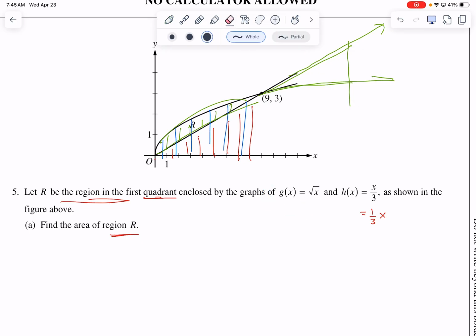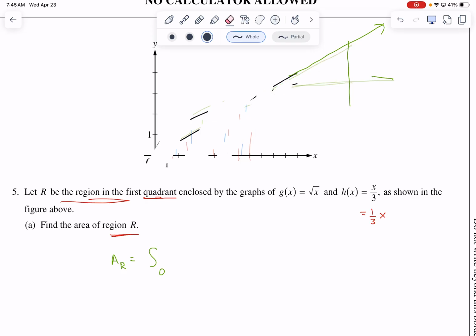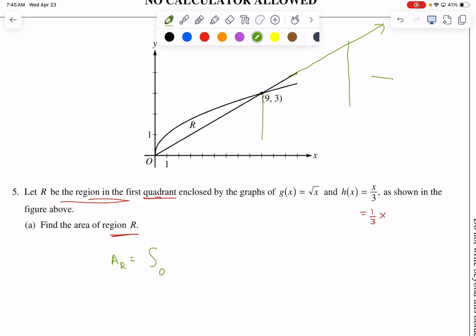This is worth 3 points, by the way. It's such an easy one to do. The first point is actually going to be setting up the integral. So if you want to find the area of region R, it's just going to be the area from 0 to, they actually got the point plotted for you, so you know you're going from 0 to what?